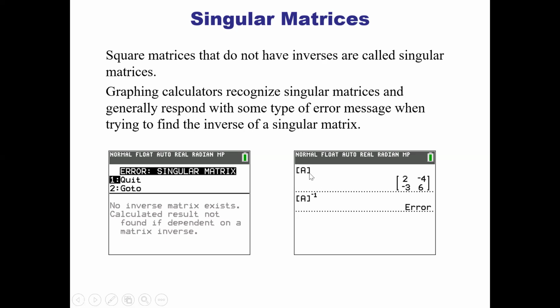And how to find the inverse is you first put your A in, and then there's the inverse feature on your calculator. You just hit A and then hit inverse, and it just says error, and this is what you're going to see, the error. Okay.